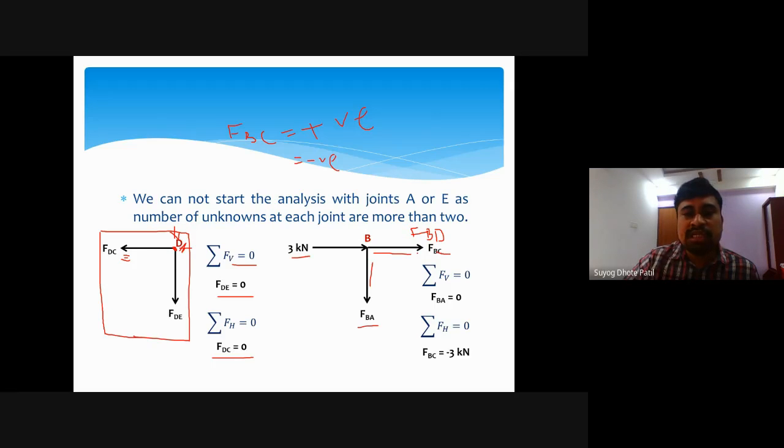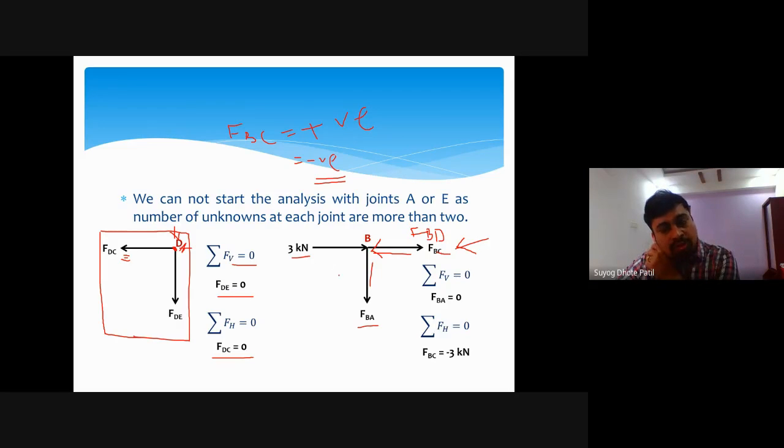So in that case we have to assume that the member force is not like this, it will be like this. This member force will not move apart from joint B. If I find this force is negative, then we can say this force is acting towards the joint B. But at the initial stage we have to consider the further away orientation.